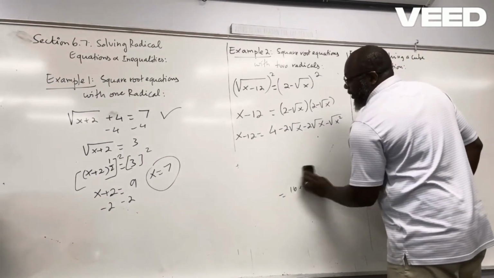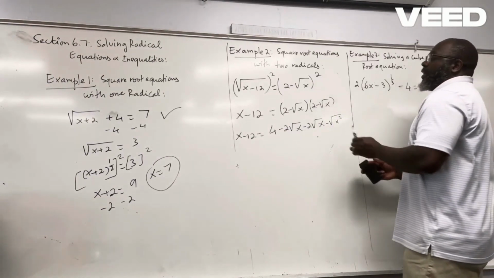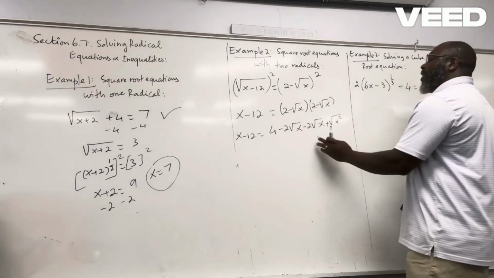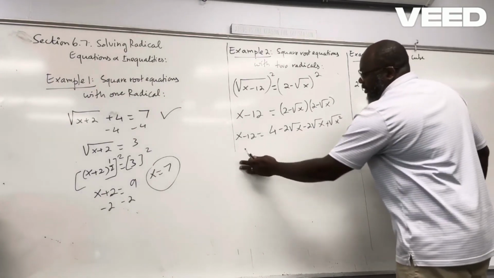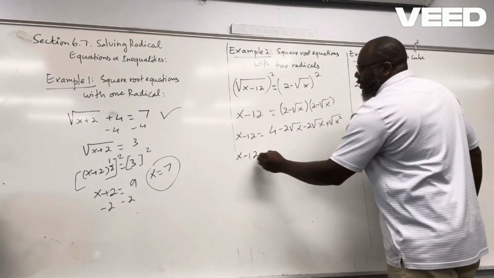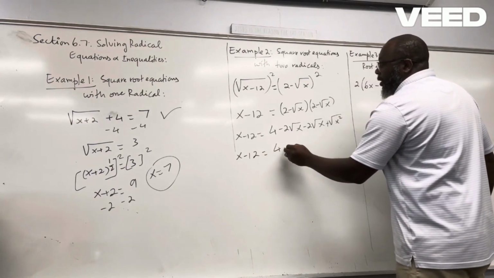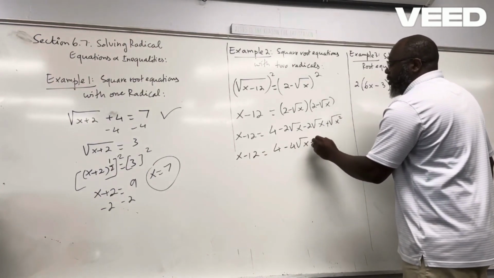I just realized what I did. I made a mistake. Colossal. Okay? Negative times a negative is a positive. So we should have a positive square root of x. So we change the whole dynamic of the equation. So we have that equals 4 minus 4 root x plus x.